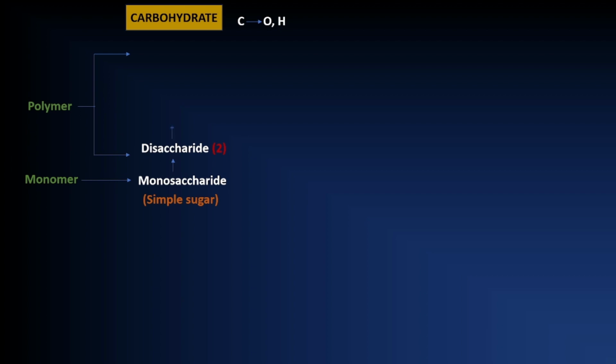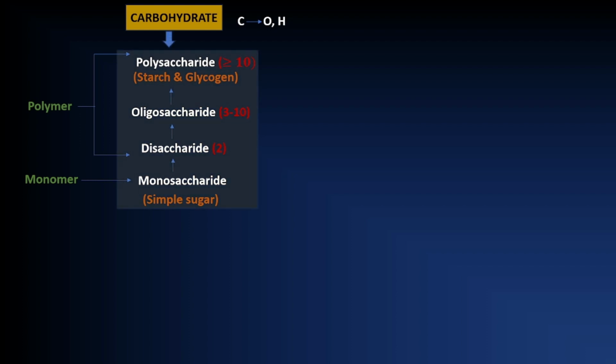Next comes oligosaccharide. It is larger than disaccharides because it is comprised of 3 to 10 simple sugar. More larger polymer is polysaccharide, which is comprised of more than 10 simple sugars. Polysaccharides are found in form of starch and glycogen. Carbohydrate contains monomers as well as polymers. Carbohydrate acts as the biggest energy source.